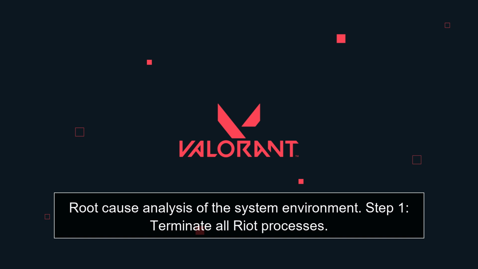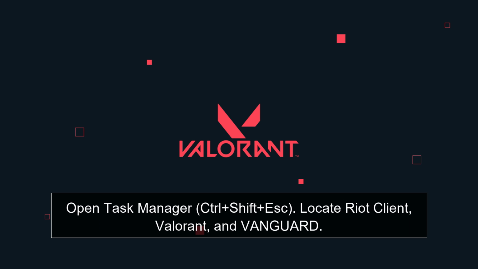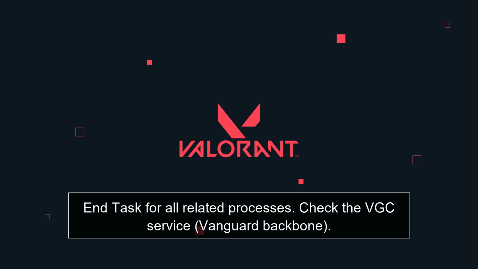loop. Before we dive into the deep fixes, let us perform a root cause analysis of your system environment. Step 1 involves a complete termination of all Riot-related processes to clear the temporary memory cache. Open your task manager by pressing Ctrl, Shift, and Escape simultaneously. Locate every instance of the Riot client, Valorant, and the Vanguard tray notification. Right-click each one and select End Task to ensure no background hooks are preventing a fresh launch.